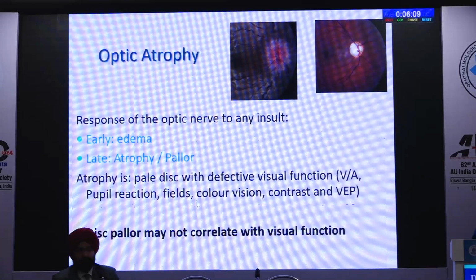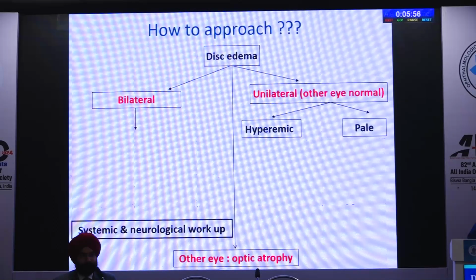Atrophy would be a pale disc with defective visual function in one form or the other. Again, an important thing to remember is that it's just a response and it's not a graded response. So the amount of disc pallor or edema may not necessarily correlate with the visual functions.